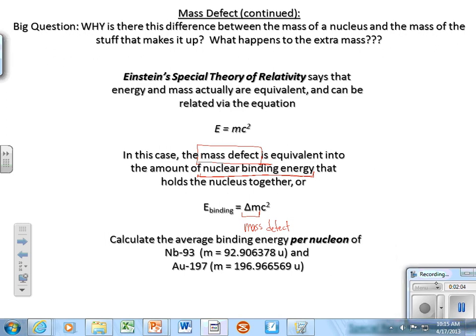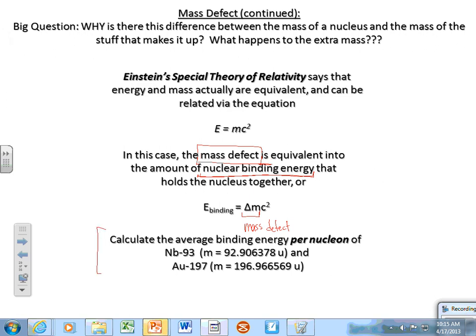So, two things we need here. What I'm going to ask you to do, and this you'll bring in tomorrow, is calculate the binding energy per nucleon of these two isotopes. These two masses are the atomic mass, both of these.